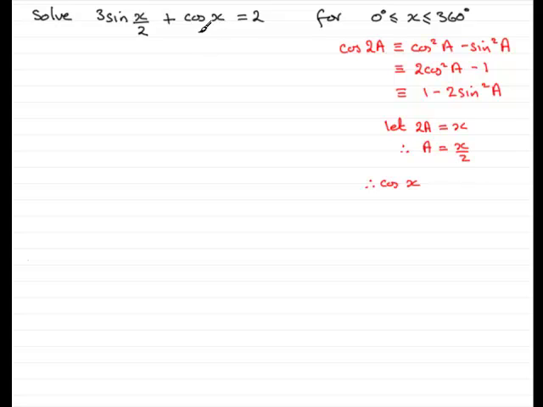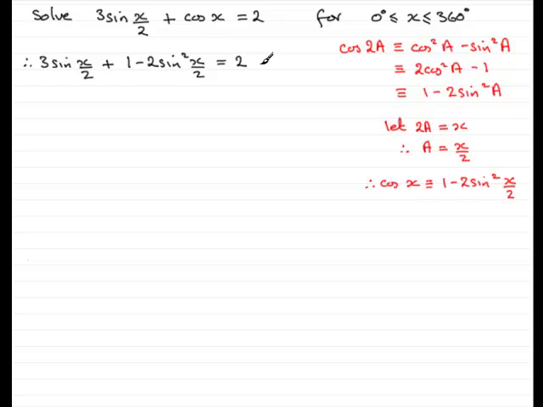Well, it's also a good idea to aim to get your equation in the same trig function. And because this term here contains a sine term, it would be a good idea to get this equation all in terms of sine. So of these three identities, I want to go for this one down here. So cos x becomes identical to 1 minus 2 sine squared half x. If we substitute this in, we will get 3 sine x over 2 for the first term, plus 1 minus 2 sine squared x over 2, and that equals the 2 on the end here.